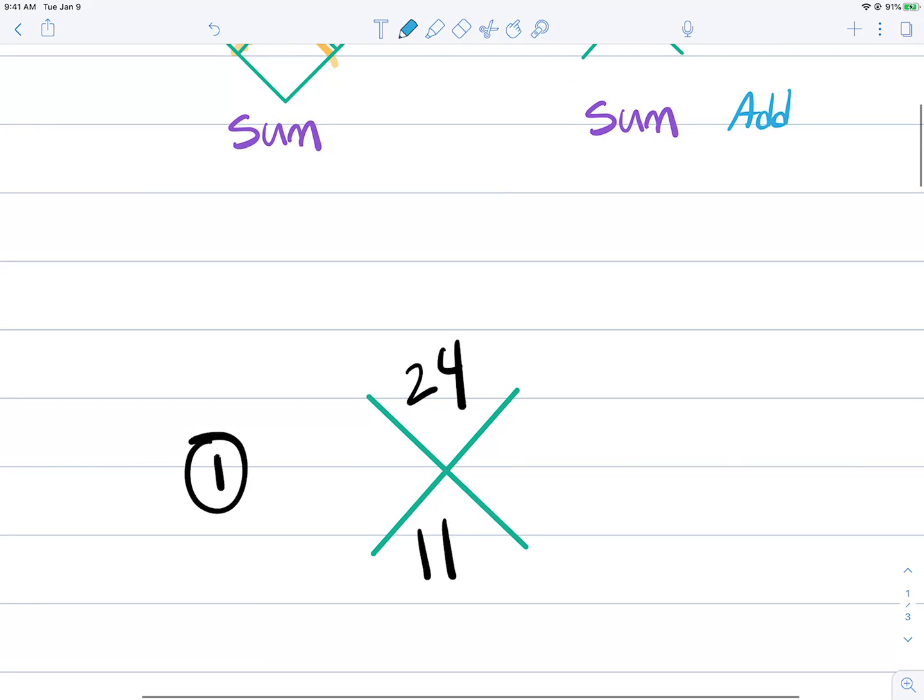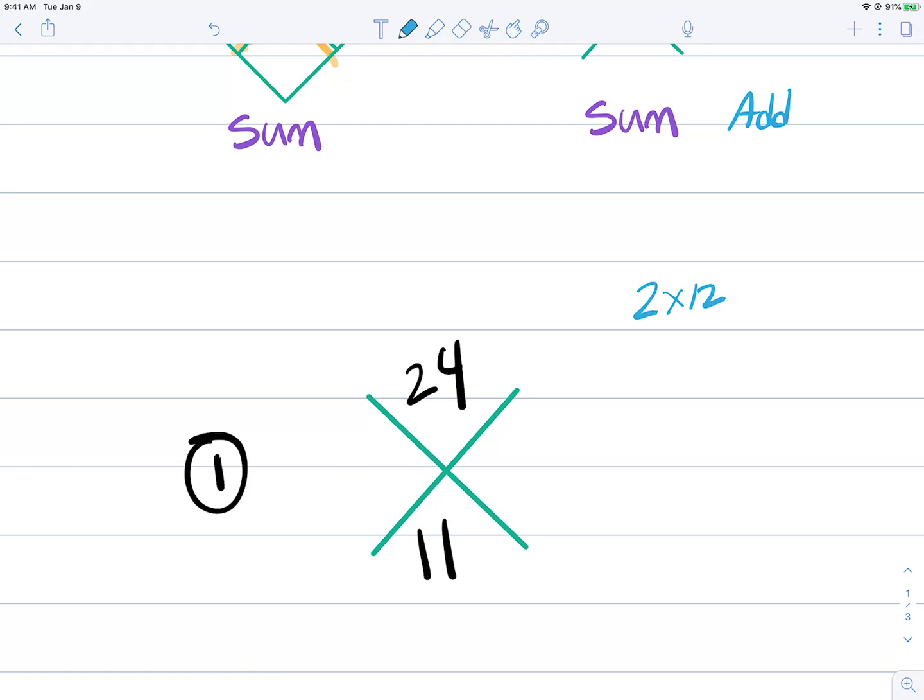So number one, if I wanted to find two numbers that multiply to 24 and add to 11, one of the things that I want you to notice is both of these numbers are positive. So that means that both of our answers are going to be positive. So I need to first start thinking of numbers that multiply to 24. Let's just say the first thing I thought of was 12 times 2. Well, 12 plus 2 doesn't add up to 11, so that can't be the answer.